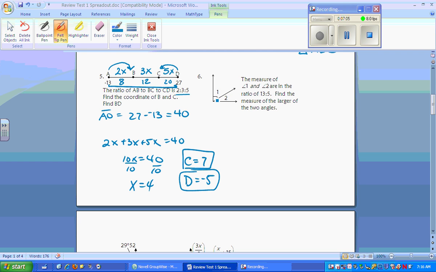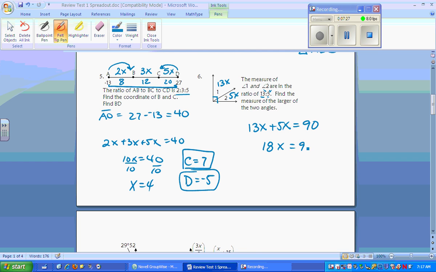6 looks like another ratio 1. What do you notice? We have this box in the corner. If you haven't picked it up yet, the box in the corner means right angle. So we have 13 to 5 is a ratio, so we add x once again. So we got angle 1 is 13x, angle 2 is 5x. So what can we do? We can do 13x plus 5x is equal to 90.